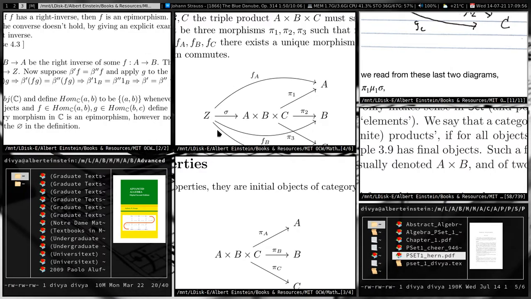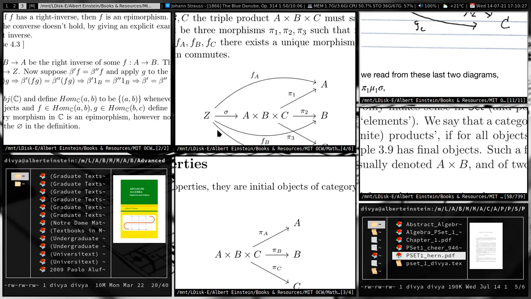Okay. So problems 8 and 9 are done. Let's go through problems 4, 5, 6, and 7. Let's go through 7 first. So 7 says that you have two objects in a category and you have a morphism between them. Then you have to prove that if f has a right inverse, then it is an epimorphism. And the converse is not true.